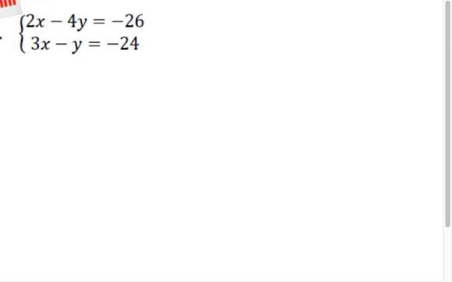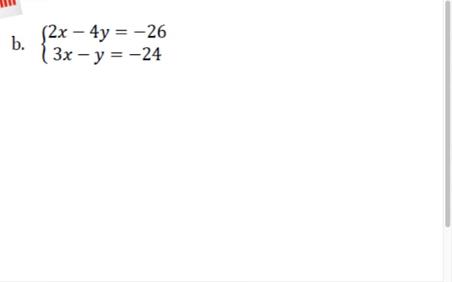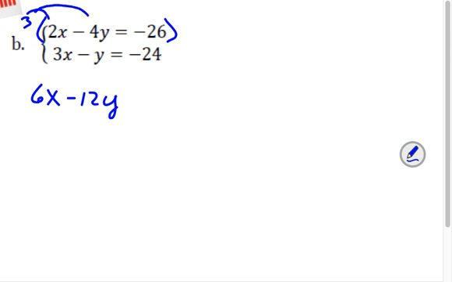Sometimes I look at the x's or the y's and say, well, does 2 go into 3 evenly? No. I'd have to multiply by 1.5. I don't want to do that. I think, well, 2 and 3, what do they both go into? A lot of people would say 6, yeah. So here's what I'm going to do. I'm going to multiply this top equation, both sides, each term in the equation by 3. When I do that, I'm going to get 6x minus 12y, multiplying it by all 3, and then 3 times negative 26 is going to give me negative 78.